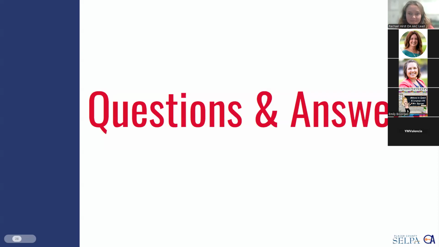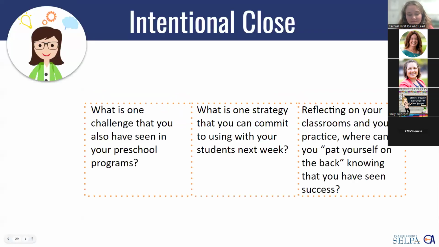As we then move to close this first inclusive learning circle, I would like you guys to think about a few things. In the different material that was presented today from the panelists, think about one challenge that you've seen in your preschool programs, and then think about one strategy, potentially one that Ben talked about, that you can commit to using with your students next week or tomorrow, if you're going to see your kiddos tomorrow.